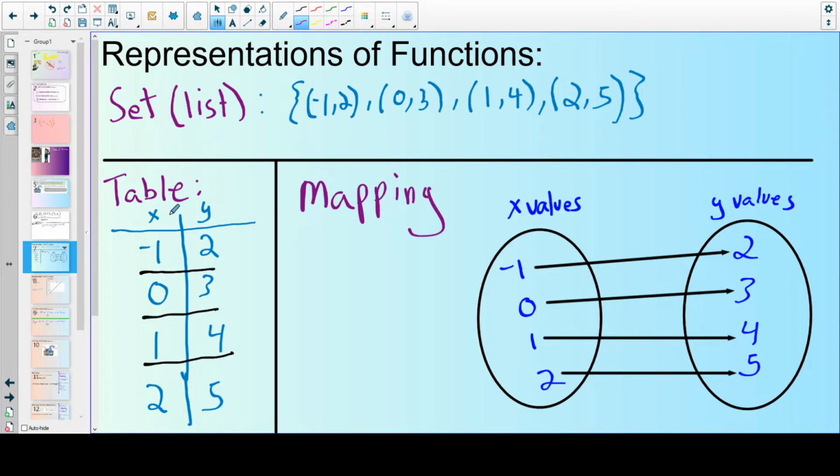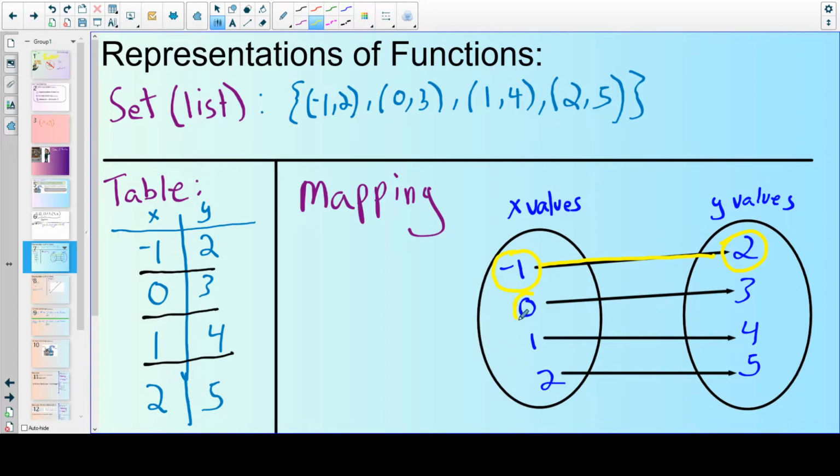Same thing with a table. A table is the same thing as a list. We did this in class, only it's written sideways, and usually we use tables for graphing. So -1 goes to 2, 0 goes to 3, 1 goes to 4, 2 goes to 5. Mapping is a pretty interesting way to represent a function, because a mapping is a visual representation. On the left-hand side, I have all my x values, and on the right-hand side, I have all my y values. A mapping literally shows you an arrow of which value maps to what. So essentially, if I input -1, it's telling me that it's going to output the value of 2.